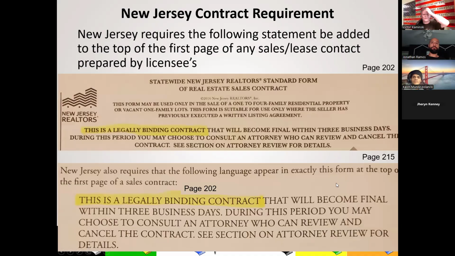Here's the top of the contract for sales and lease contracts. It would say this is a legally binding contract, and you see the rest of the phrase. Just to give you an idea what it would look like. And on the top of page 202, which is the first page of the sales contract, you can see it says that, right? This is a legally binding contract there at the top.